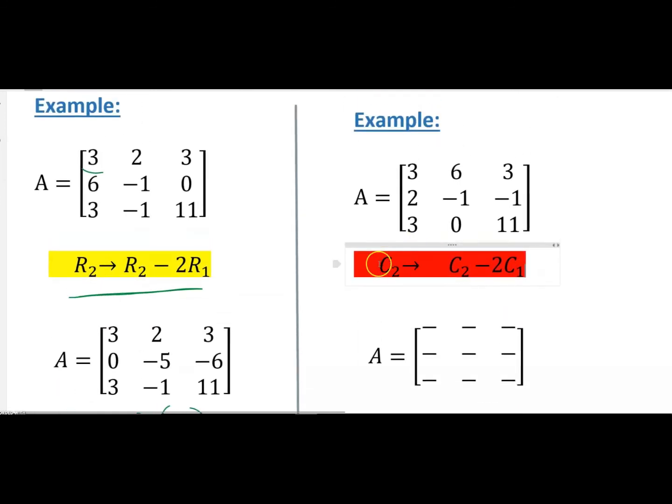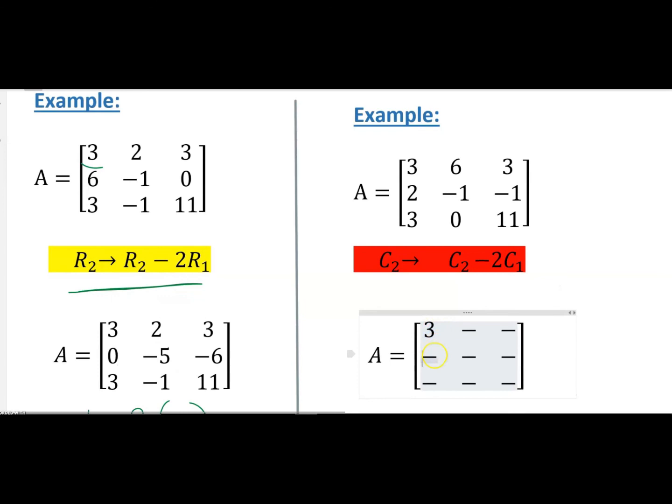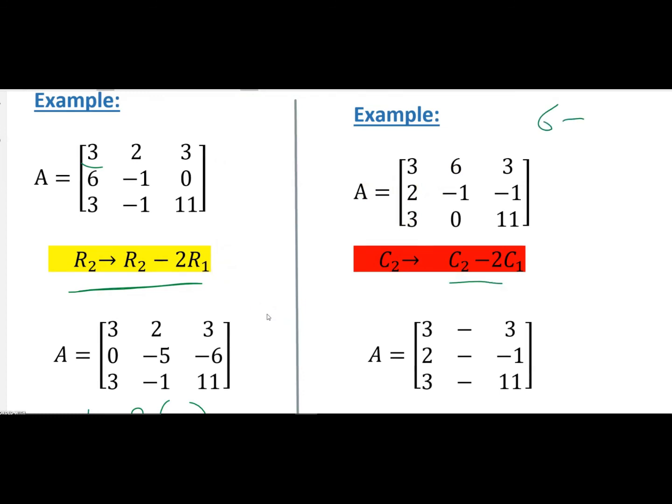So now you can see that I am applying the operation on the second column. So first and third remain as they are, right? And this is 2, this one is 3. The third column remains as it is, so it will be -1 and this will be 11, right? Now the second column will be changed. The first entry of the second column is 6, so it will be 6 minus, according to the operation, 2 into C1, the first entry of the first column, that is 3. So 6 minus 6, that is 0, right? So it will be 0 here.